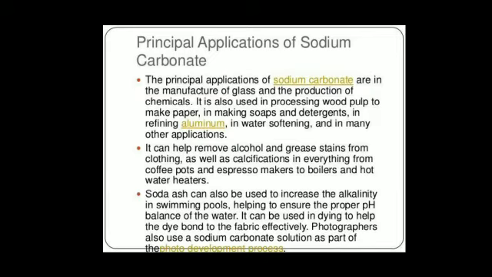Next, it can help remove alcohol and grease stains from clothing, as well as calcification in everything from coffee pots and espresso makers to boilers and hot water heaters. Soda ash can also be used to increase the alkalinity in swimming pools, helping to ensure the proper pH balance of the water. It can be used in dyeing to help the dye bond to the fabric effectively. Photographers also use a sodium carbonate solution as part of the photo development process.